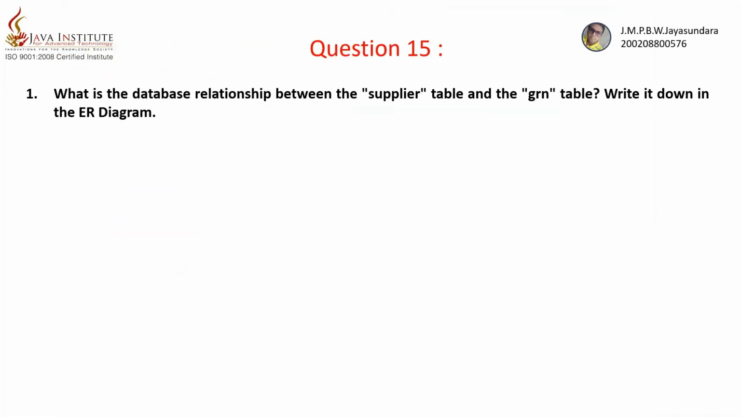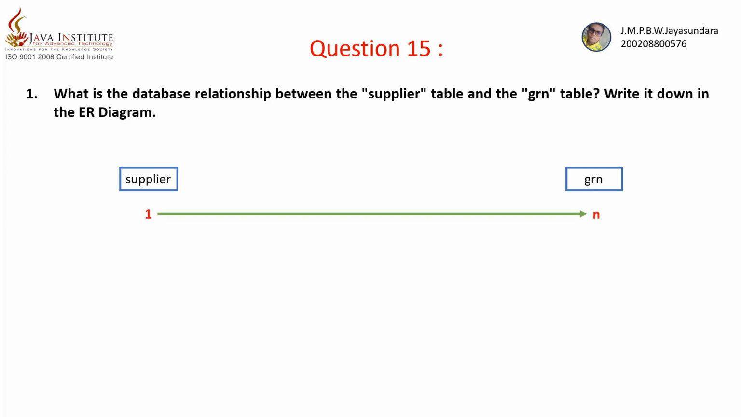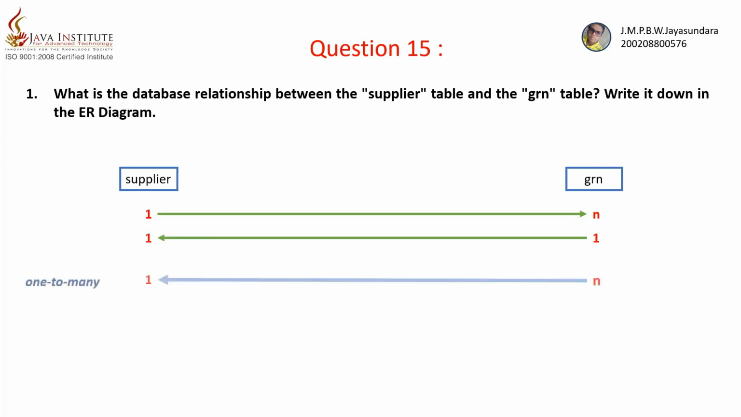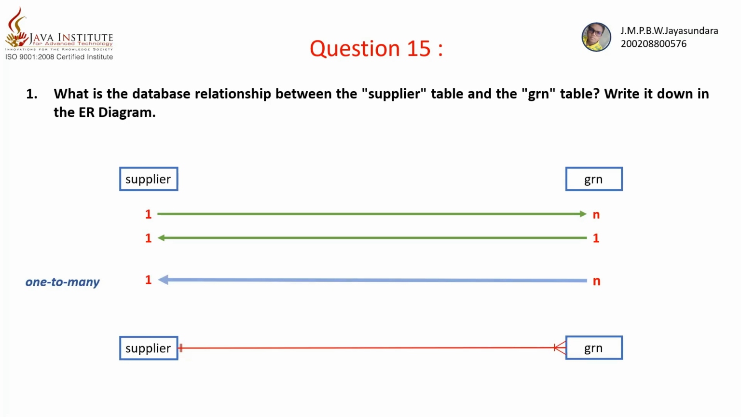Here we have our first question. It says, what is the database relationship between supplier table and the GRN table? Write it down in the ER diagram. So here we have our two tables as supplier table and GRN table. One supplier can have multiple GRNs and one GRN can have one supplier. So it's a one-to-many relationship. We can show that relationship like this.